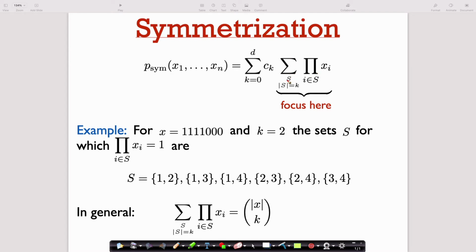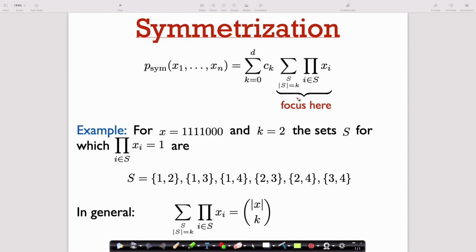So the sum over all subsets S of size k of the monomial, which is just the product of the variables in S. Okay, and let's just look at an example. So let's say that X has Hamming weight 4, and the 4 ones are at the beginning of X. And let's say that we're looking at subsets of size 2. So which monomials of degree 2, when evaluated on this X, actually evaluate to 1?